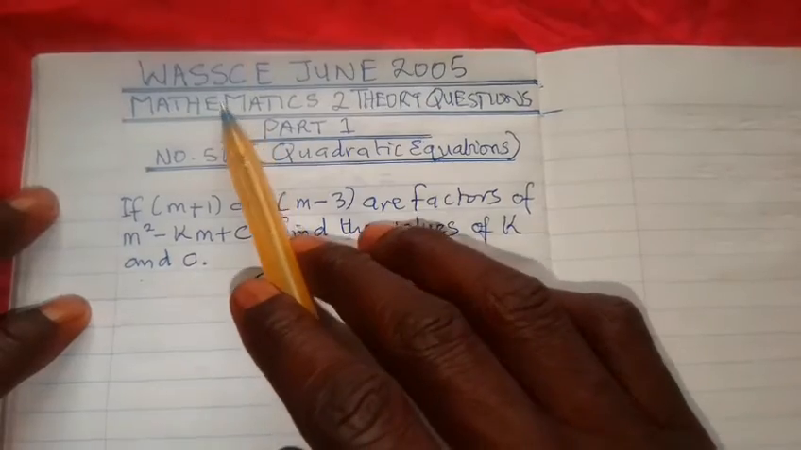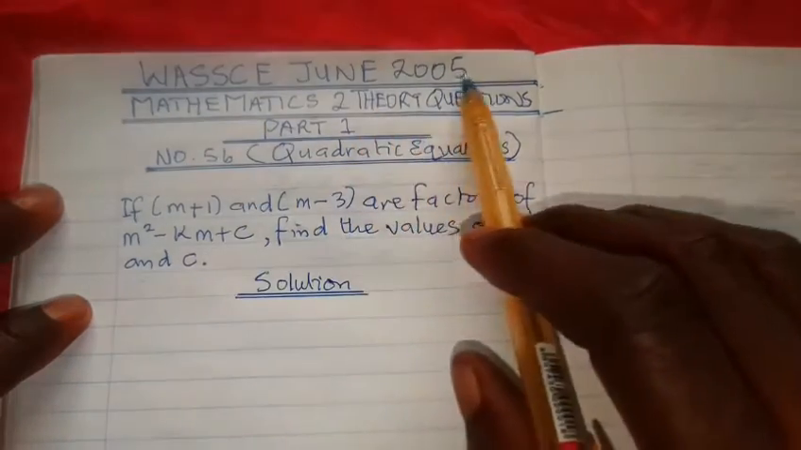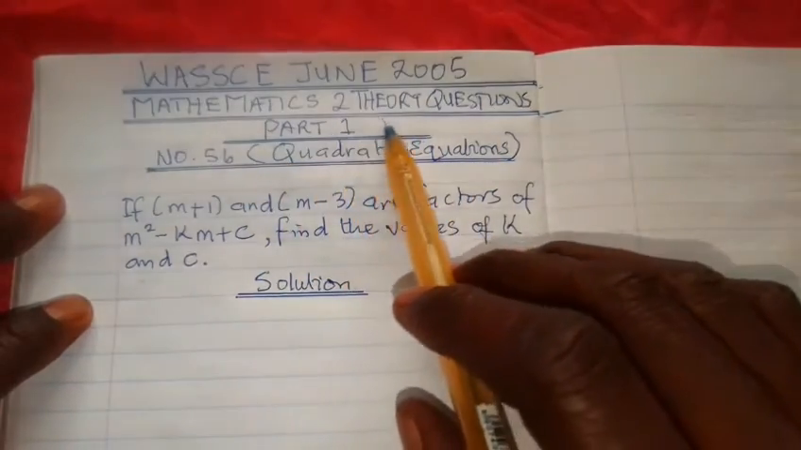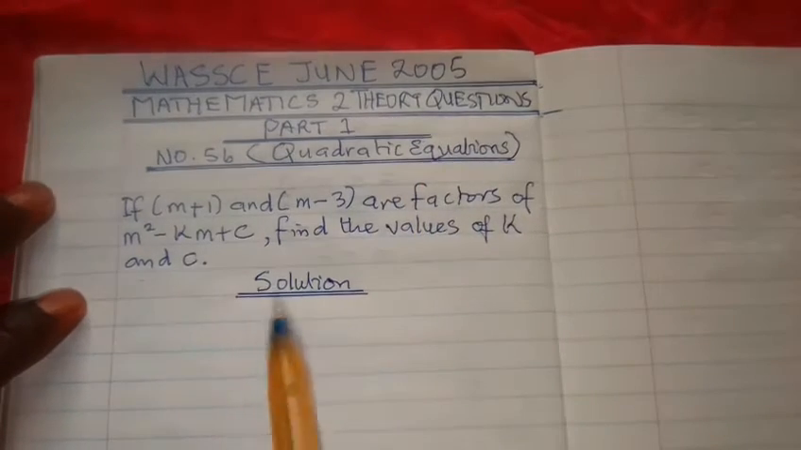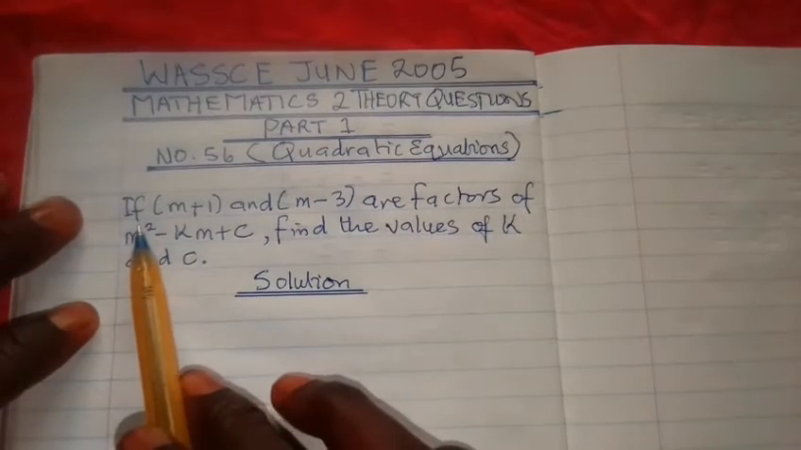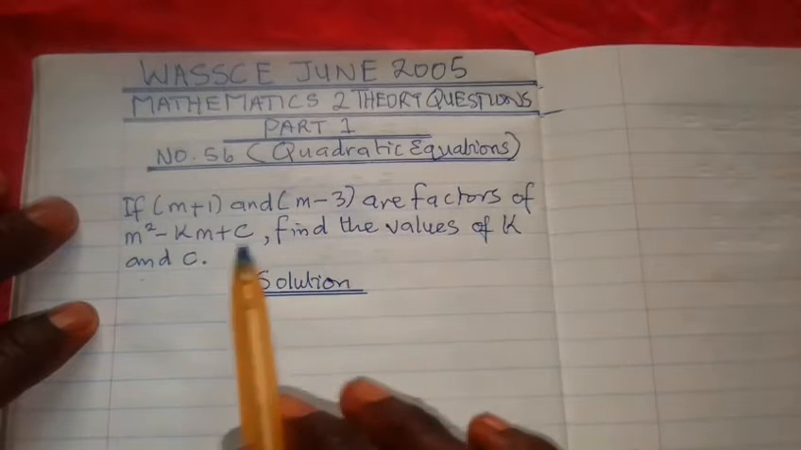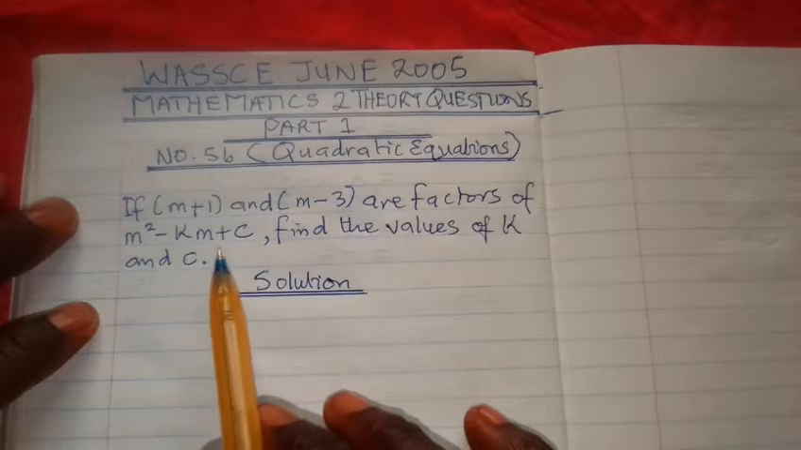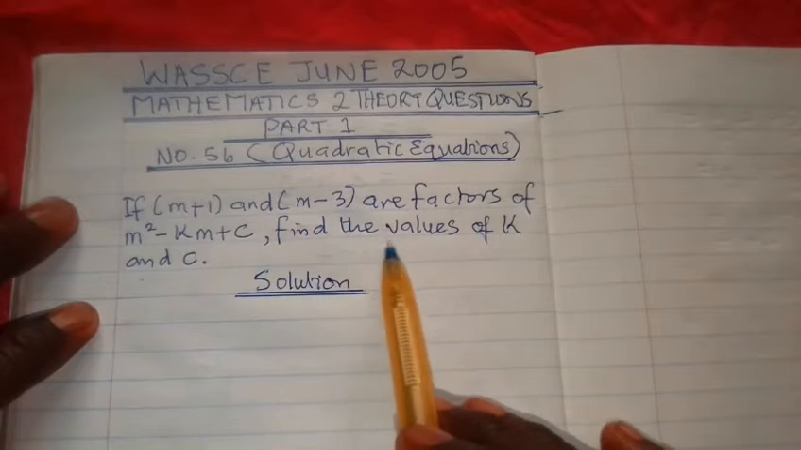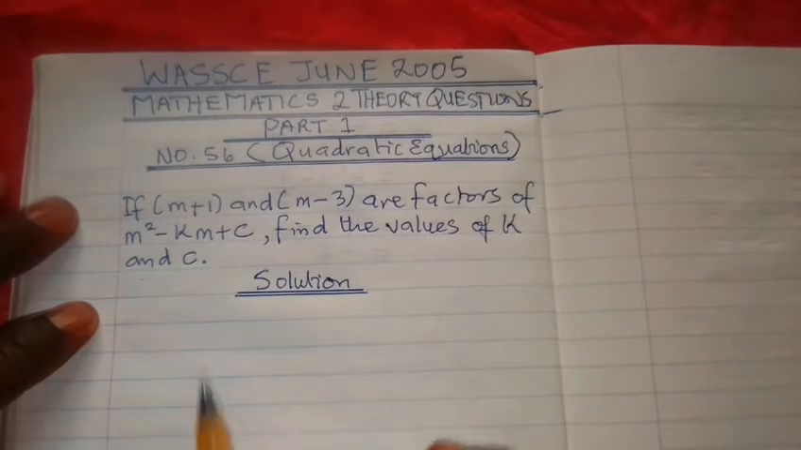Now here we are still dealing with WASSCE June 2005 Mathematics 2 theory questions. Now let's go into the question. The question is: if m plus 1 and m minus 3 are factors of m squared minus km plus c, then find the values of k and c.